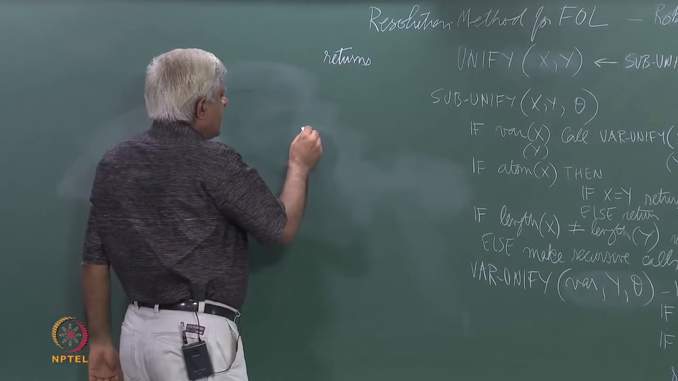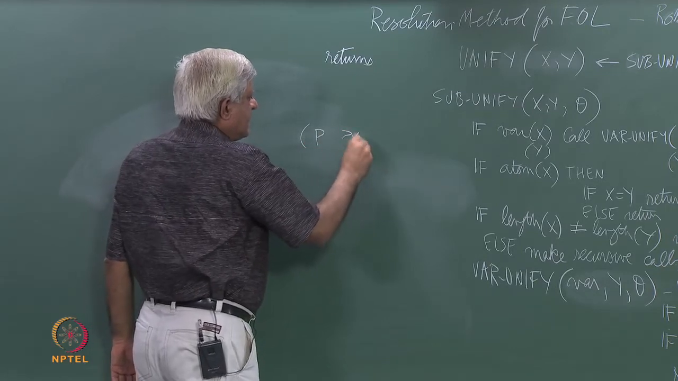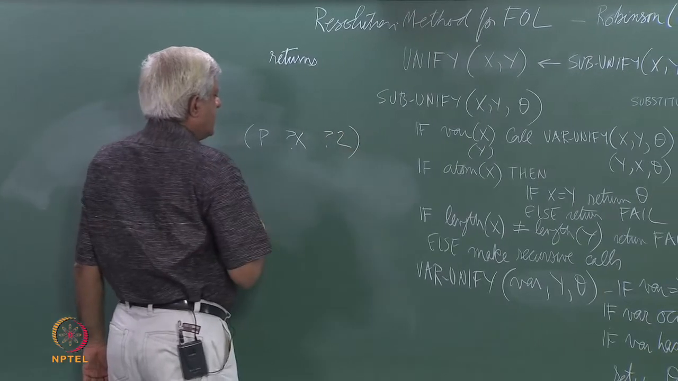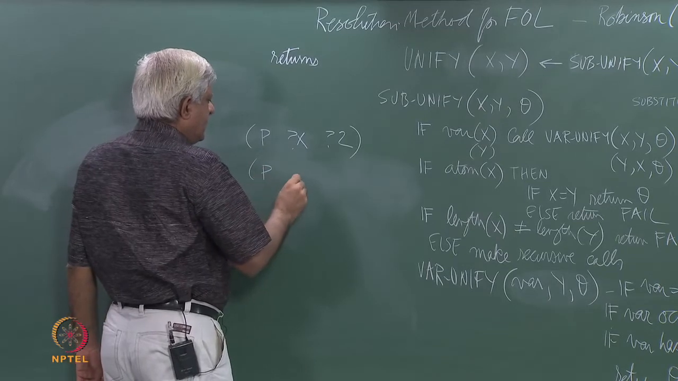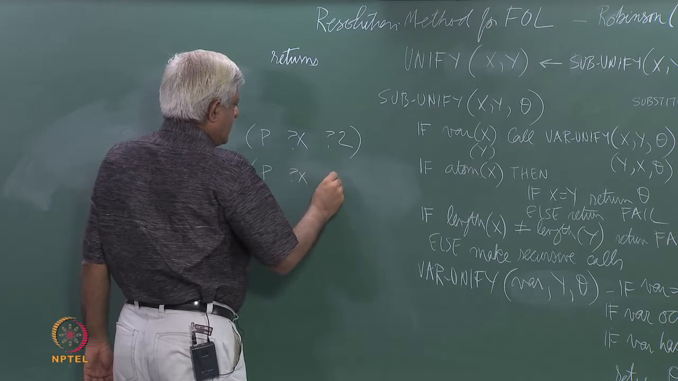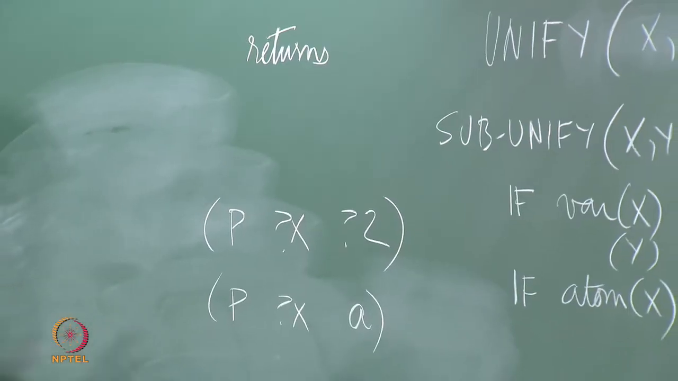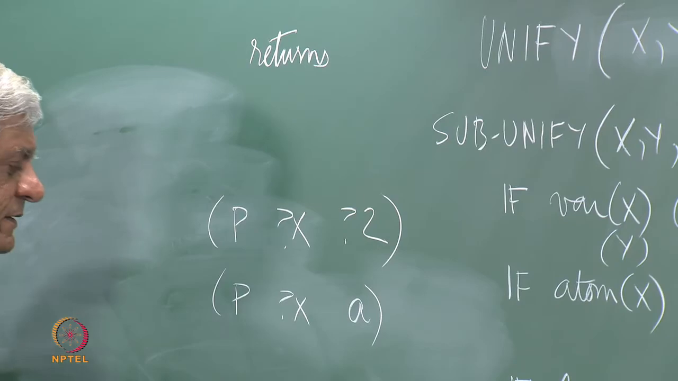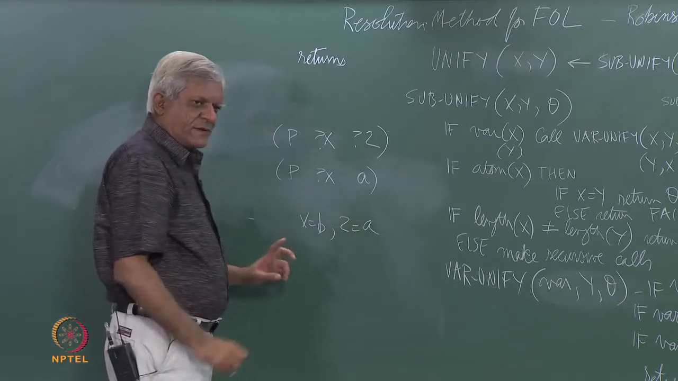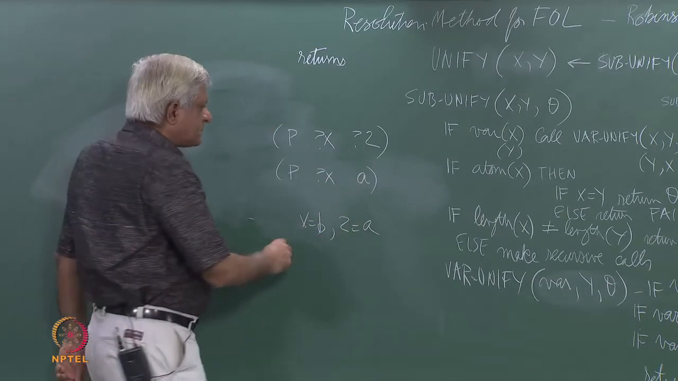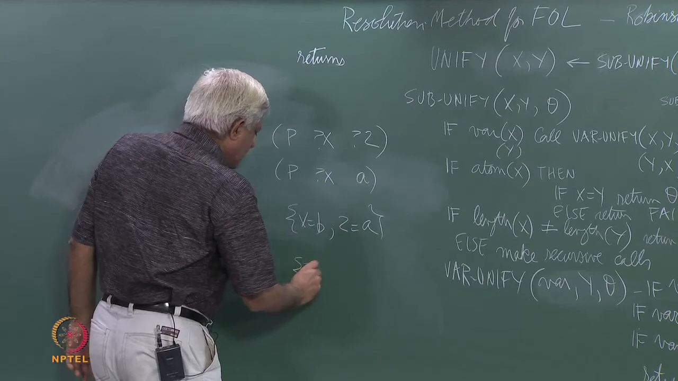So for example, if I have a statement p x z and another statement p x, let us say a constant a, then you can see that I can have one unifier which is x is equal to b and z equal to a. That is a unifier. I am not saying that this algorithm will find this, that is a unifier. So that is one unifier, and there is another unifier which is simply z equal to a.